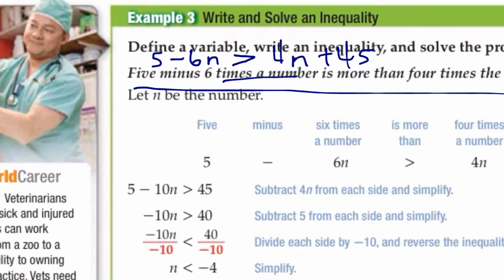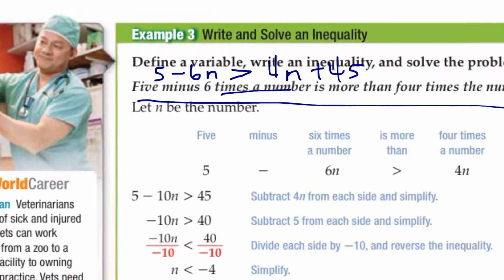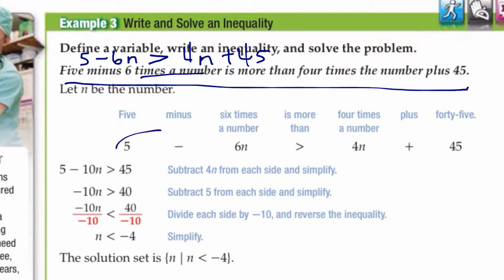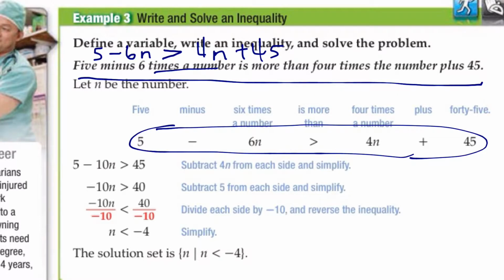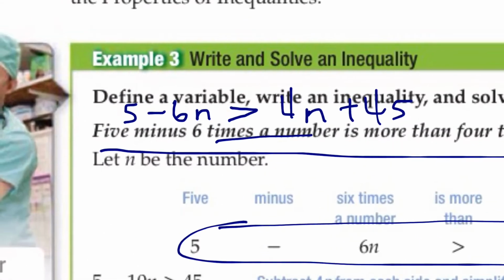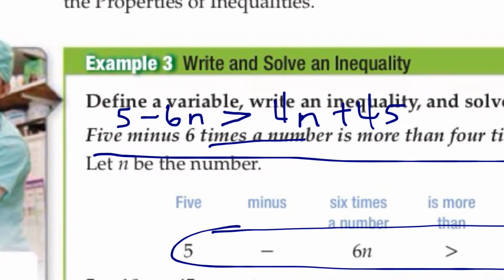See? So that's how they ended up with their equation right here, look. Alright? So, what am I going to do? Well, I have to solve. Let's solve it. I'm going to subtract 4n. And when I do that, look what happens. I get 5 minus 10n. Why? Because negative 6 plus a negative 4 is negative 10n, greater than, cancel 45.